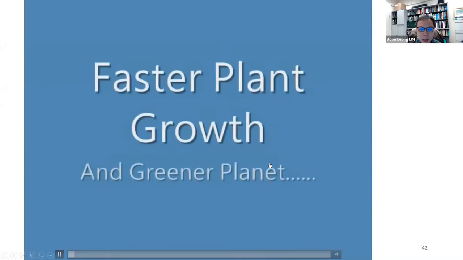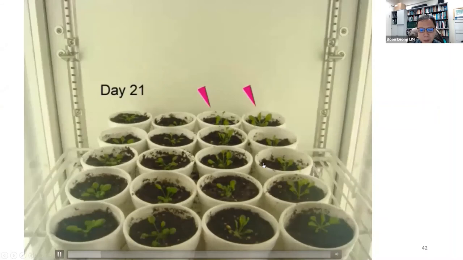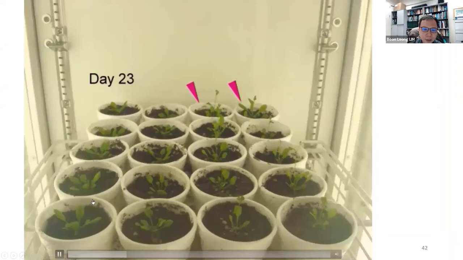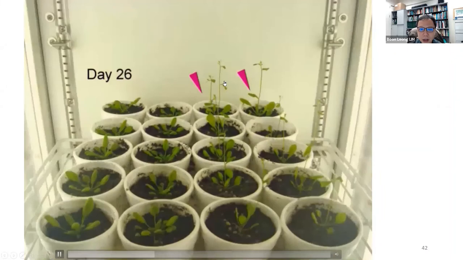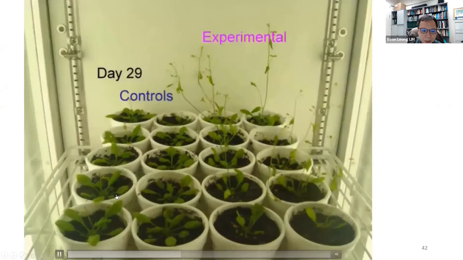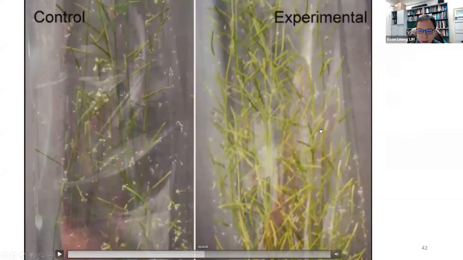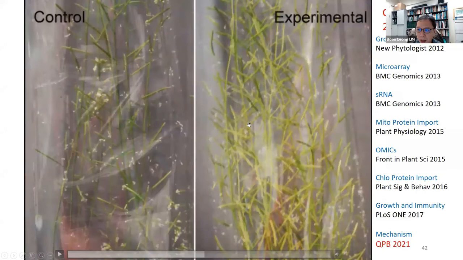Our group worked on purple acid phosphatase before 2008. And my student overexpressed one of these phosphatases in Arabidopsis, and we accidentally found that this transgenic line can grow much faster than the wild type. This is the wild type. And then they can mature earlier and generate more seeds and biomass. We had this observation in 2008, and then we published its growth phenotype in 2012 and carried out microarray, small RNA, mitochondria import, chloroplast protein import, et cetera, et cetera. And after 12 years, finally, we published its mechanism.